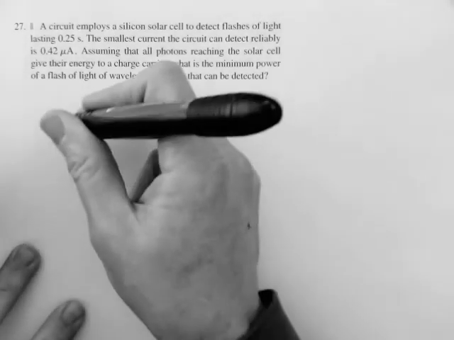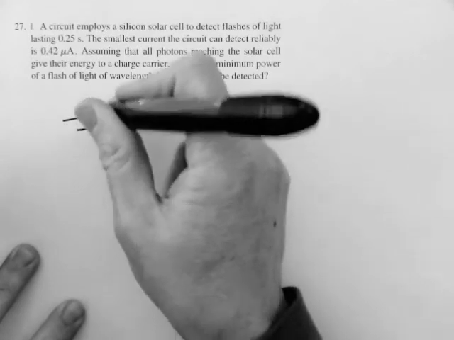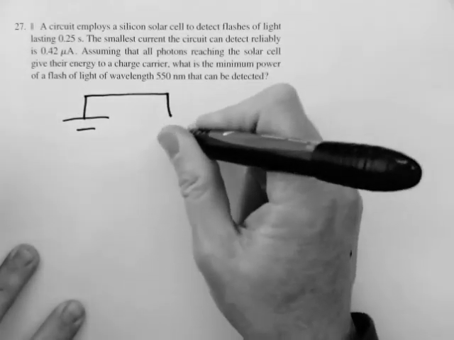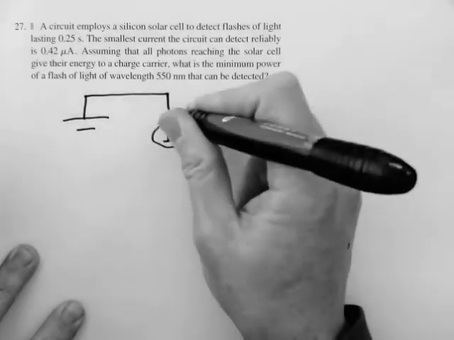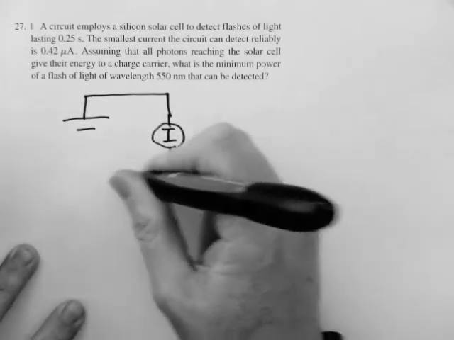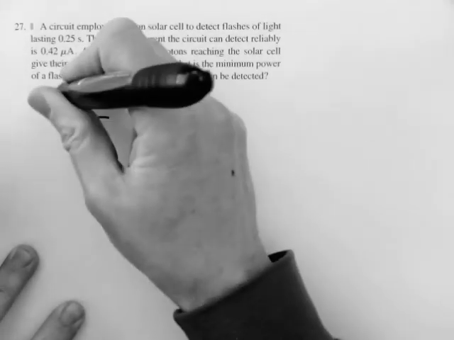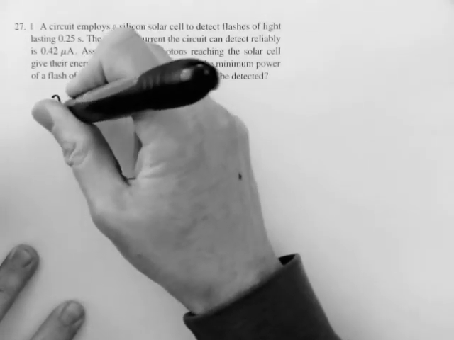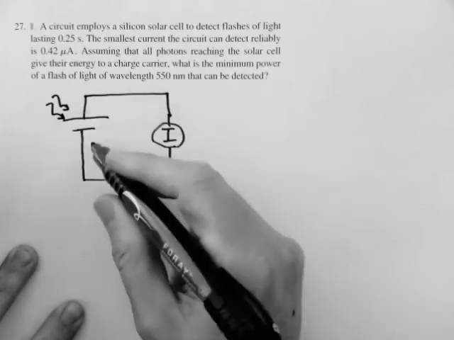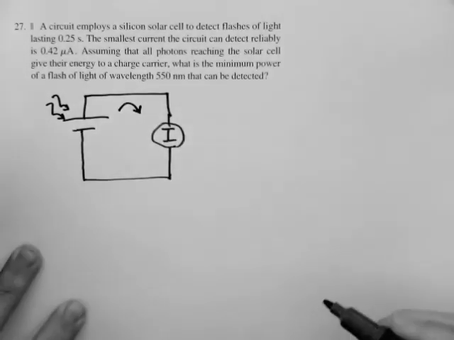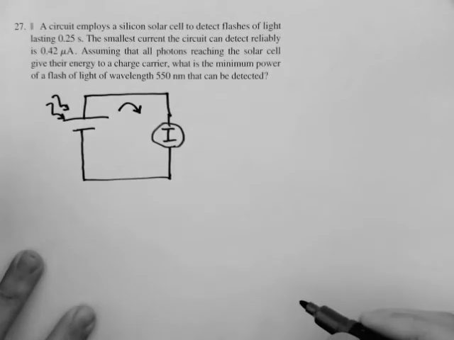Well, let's prepare this way. I'm going to sketch out a circuit, and the circuit looks like this. I'm drawing the solar cell as a battery, and it works like a battery, except the current is driven not by chemical action, but by light. Light energy comes in, hits the solar cell, causes a current to flow, and I've got a circuit here which is going to measure that, okay?